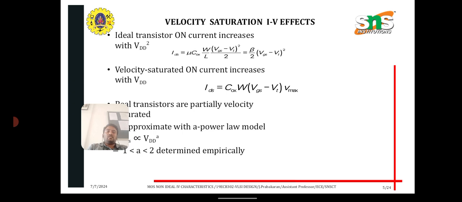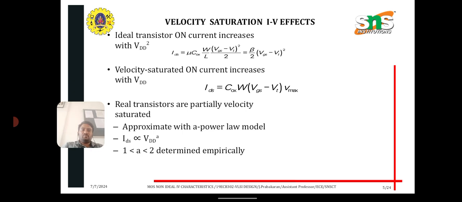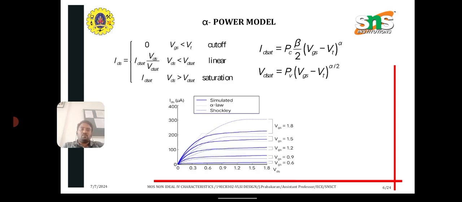Velocity saturation, current voltage effect. In an ideal transistor when on, current increases with VGS minus VT squared. Here you can see the equation for drain source current. And in a velocity saturated transistor when on, current increases linearly with VDD. IDS equal to COX W into VGS minus VT into v maximum. Power model.